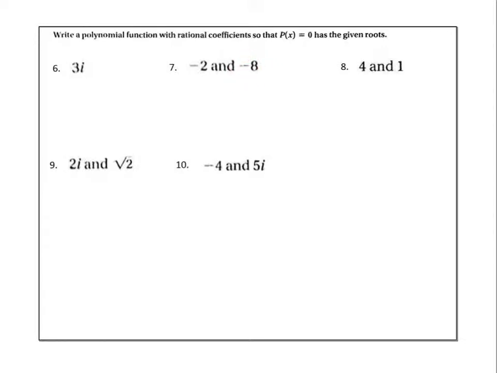So I'll start that one for you. So since it's -2, you would have x plus 2, because again, parentheses, it's the opposite. And then since it's a -8, you would have an x plus 8. No other roots, because there were no i's or square roots.